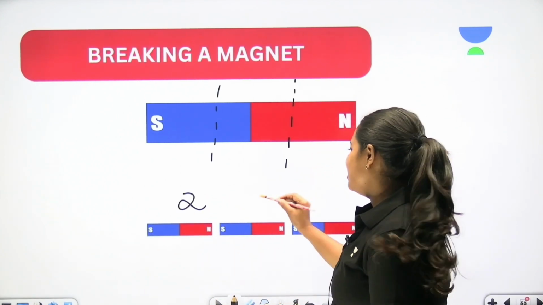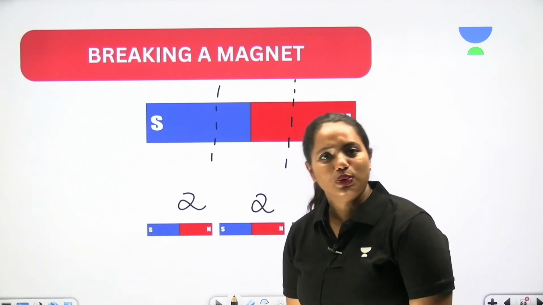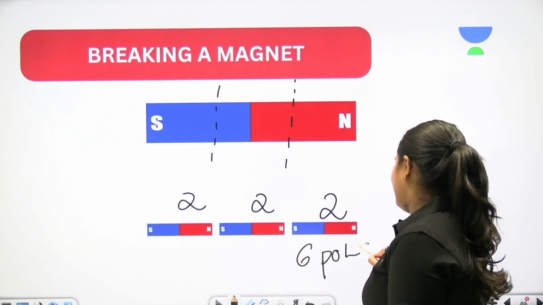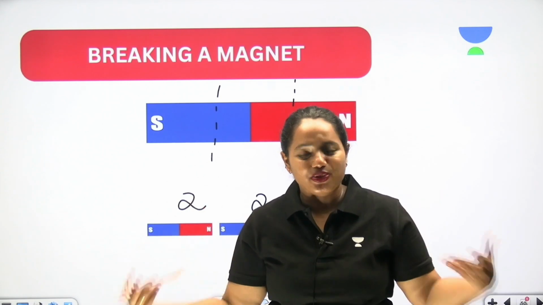Do you agree with it? This has two poles, this has two poles, and this one also has two poles. So a total of 6 poles are produced when I broke this particular magnet into three pieces.